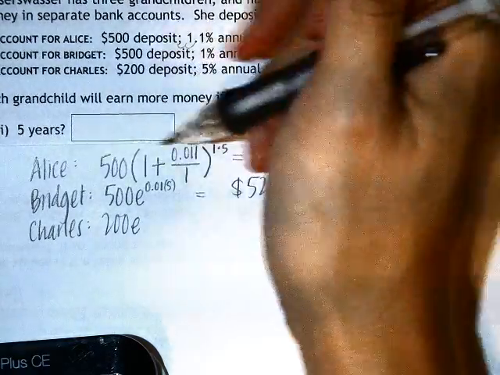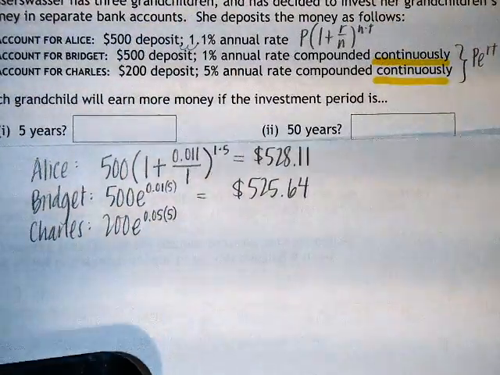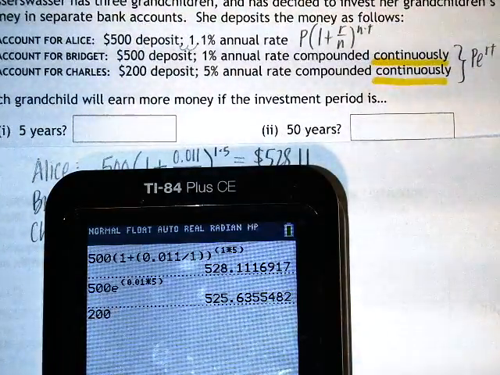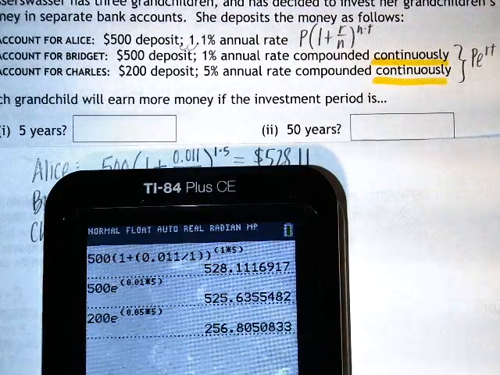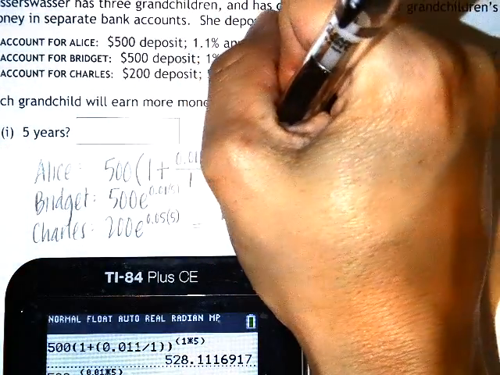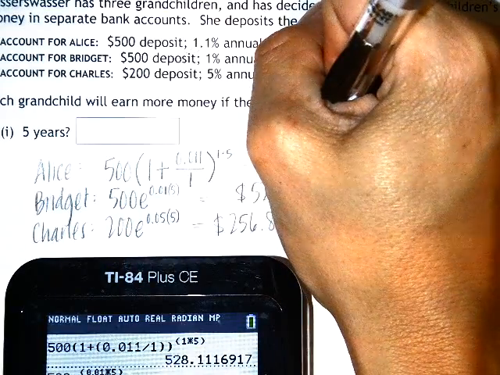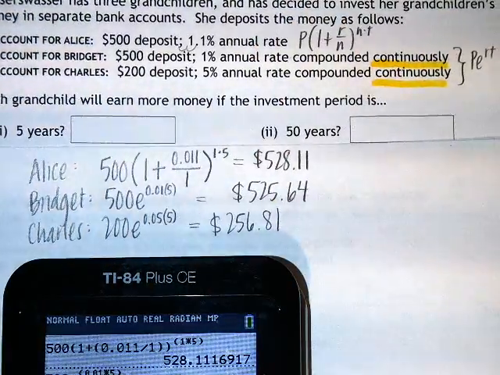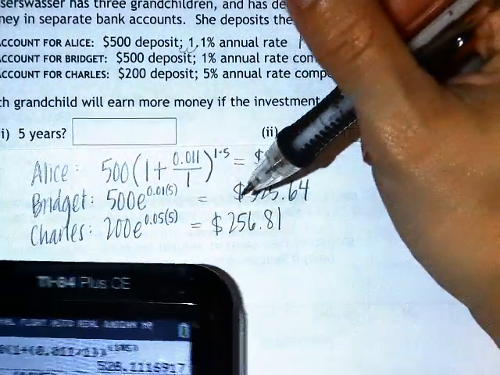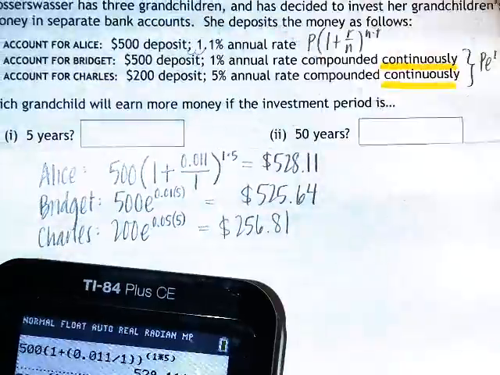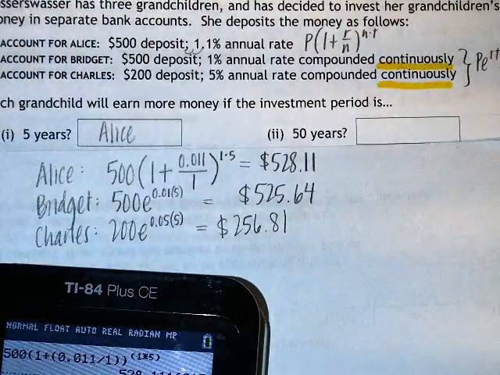Move the decimal 2 places to the left at 0.05 times time is 5 years. And let's check that. 200 e to the power of parentheses 0.05 times 5 years. Oh, turns out poor Charles is still being hampered by a smaller initial investment. He's only going to get $256.81. So of the 3 grandchildren, the one who is clearly benefiting most in the 5-year span is Alice, because she's earning the most money.